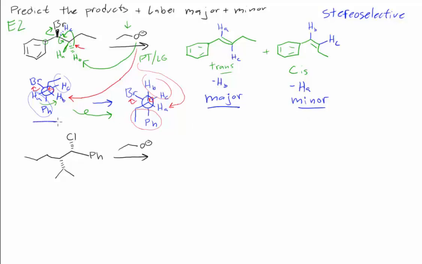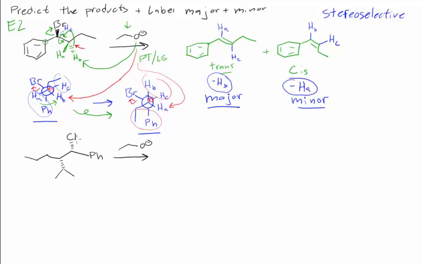You don't have to use these Newman projections to answer this first question. You just have to be able to understand that we are going to form trans and cis. I use the Newman projections to show you exactly what's happening when we form the trans and the cis, and they come from losses of different hydrogens, minus HA or minus HB. Okay, let's move on to the second problem.